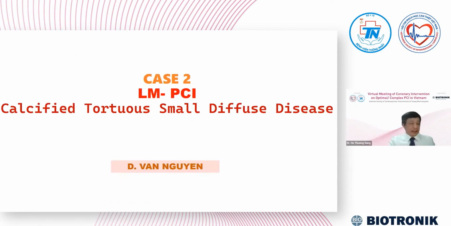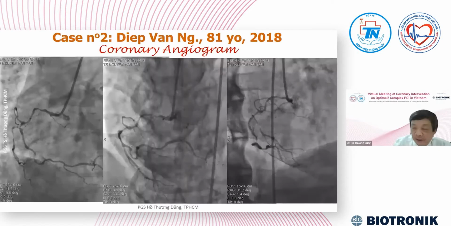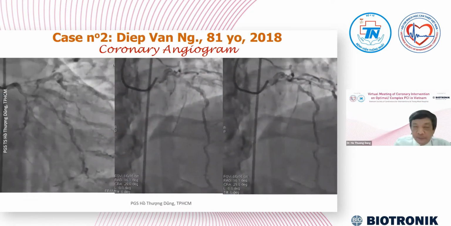Okay, the second case. One case with calcified, tortuous, small diffuse lesions. As you see, in the right coronary artery there is a very tortuous, calcified, and small diffuse lesion. And on the left, the same: tortuous and calcified along the LAD.